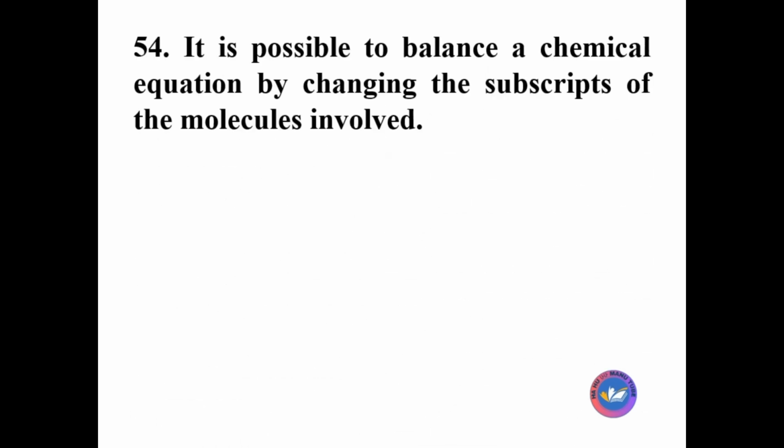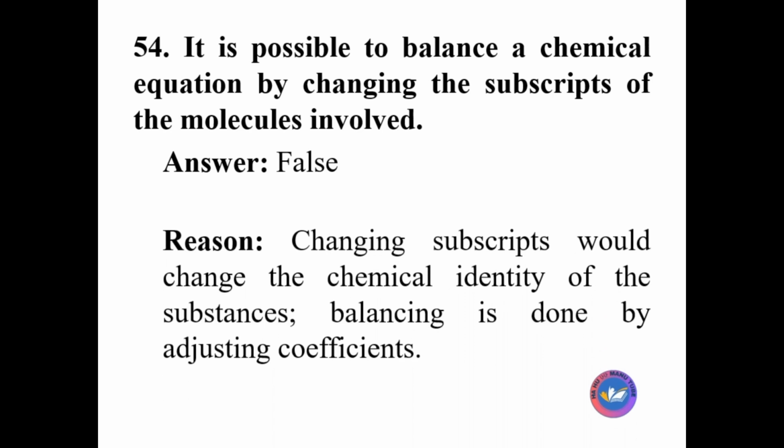Question number 54. It's possible to balance a chemical equation by changing the subscripts of the molecules involved. The answer is false, because changing subscripts would change the chemical identity of the substances. Balancing is done by adjusting coefficients.